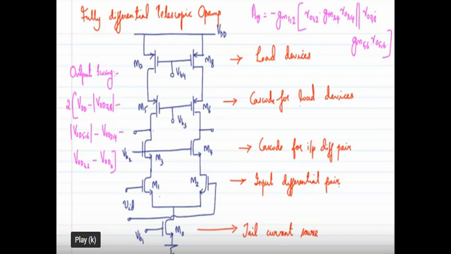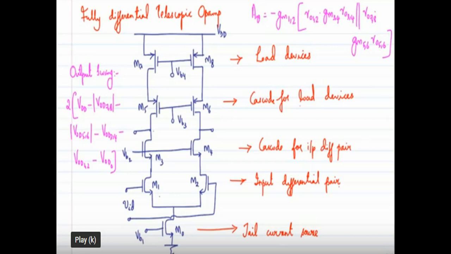Okay. Then the intrinsic impedance of cascode device. Intrinsic impedance of cascode device means, in the case of input differential pair, the cascode device is 3, 4. So its intrinsic impedance is gm34 ro34. In the case of load device, the cascode for load device, its intrinsic impedance is gm56 ro56.